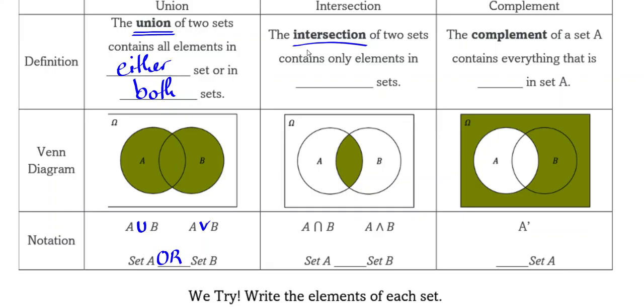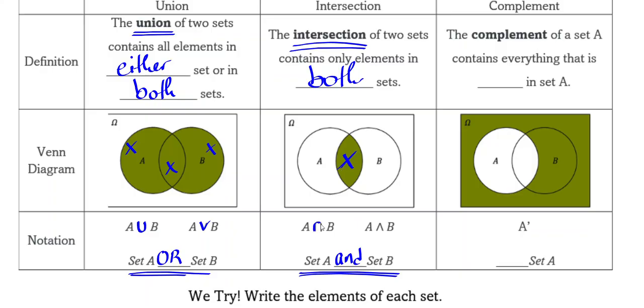All right, the intersection of two sets contains only the elements that are in both sets. That is specifically in that overlapping area. Those are elements that are both in A and in B. So the union is saying it can be in either or. It could either be here or there. Both also works. When I say set A and B, it has to be in both at the same time. It's got to be in that intersection.